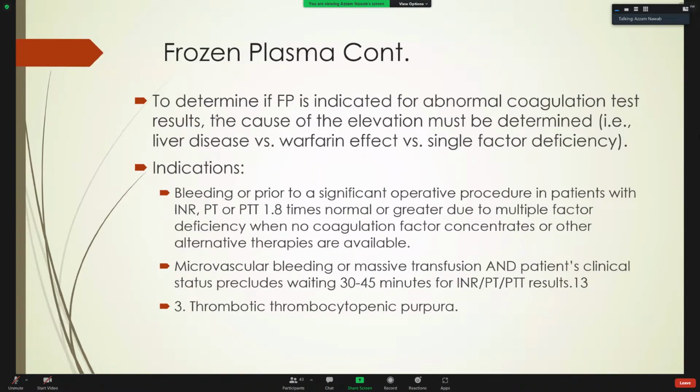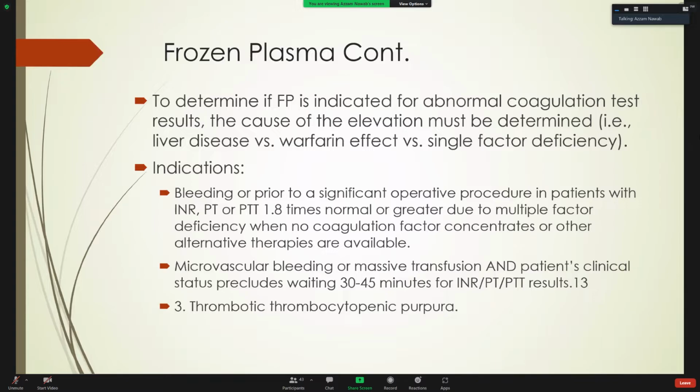To determine if fresh frozen plasma is indicated for abnormal coagulation test results, the cause of the abnormality must be determined: liver disease versus warfarin effect versus single factor deficiency. It's indicated in bleeding, or prior to a significant operative procedure, in a patient with INR, PT, PTT 1.8 times normal or greater due to multiple factor deficiency with no coagulation factor concentrate or other alternative therapy.